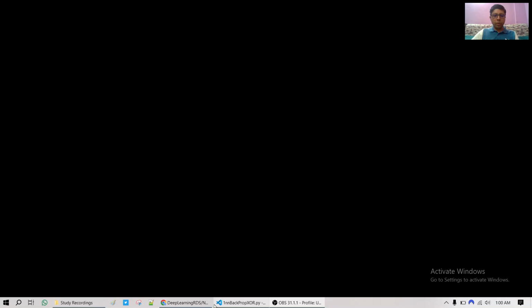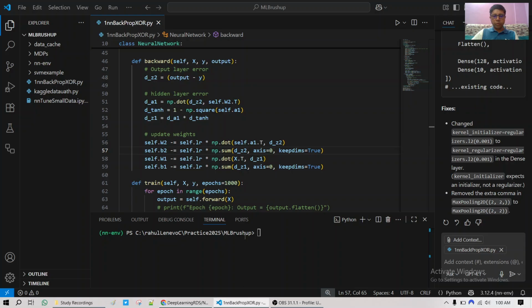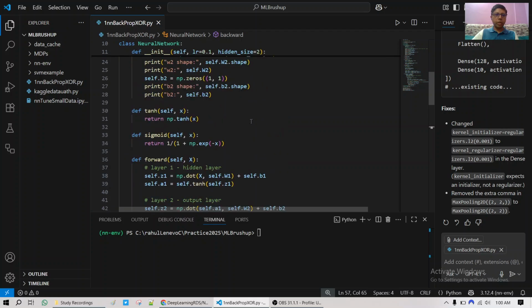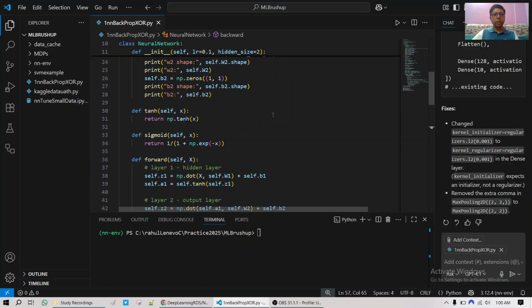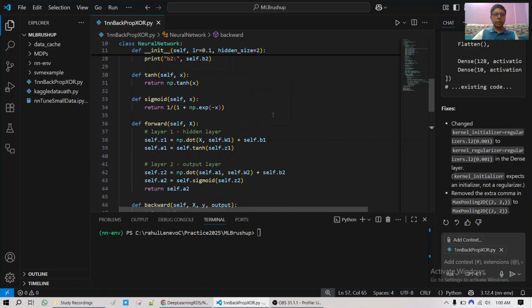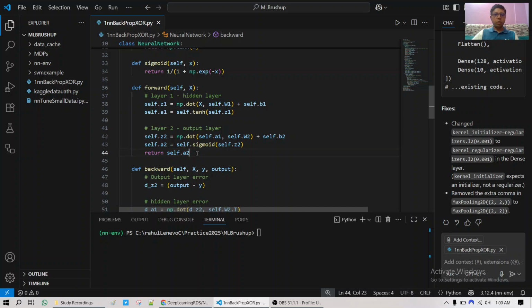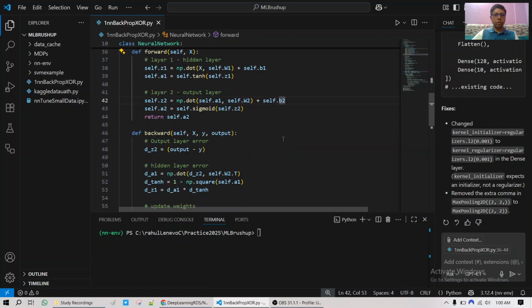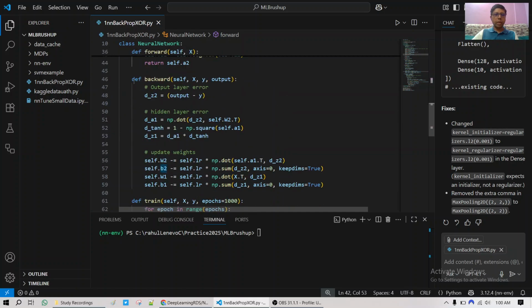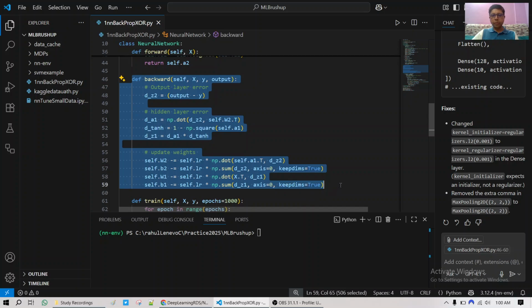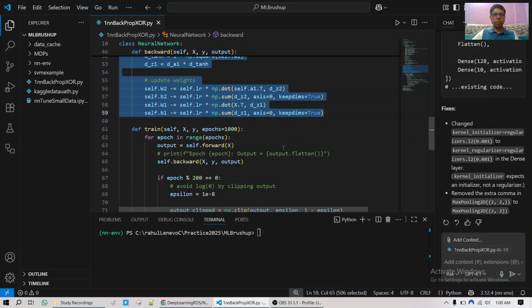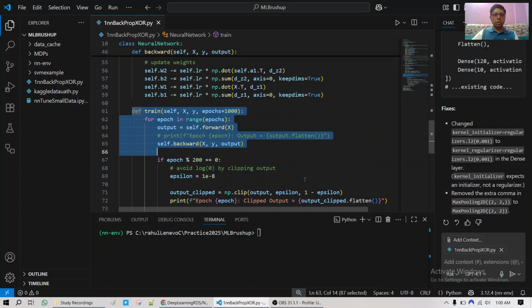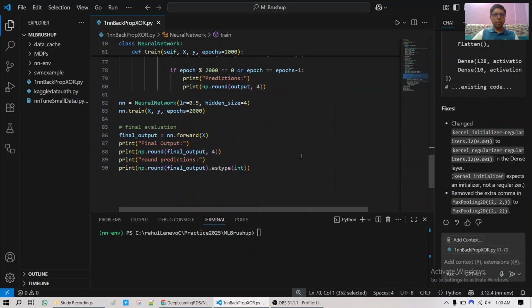Okay, now let's see. Now you see here, in the structure we have the initialization of the constructor, then tanh and sigmoid, these are the activation functions. This is the forward learning structure, and this is the backward learning, the backward propagation. We will go through this concept one by one. Then we'll start the training. We'll go to the main program here. This is our main program. This is where the program starts.